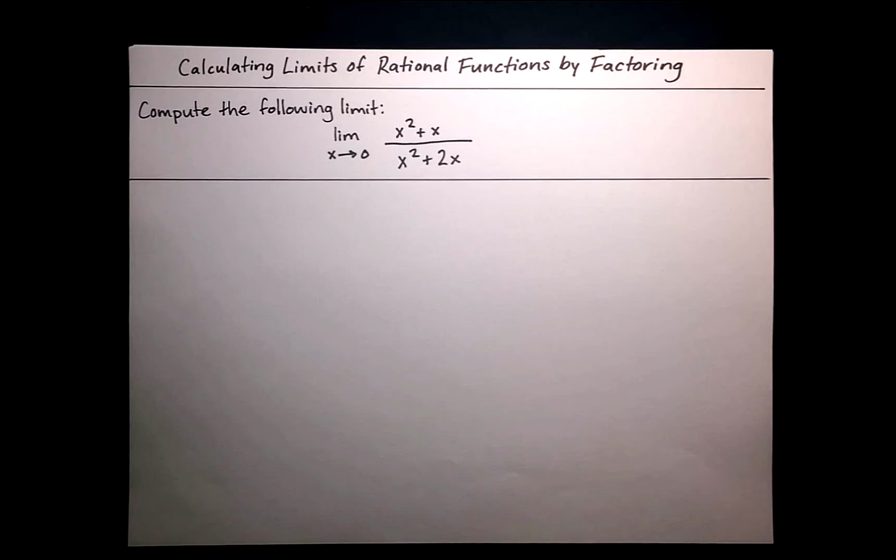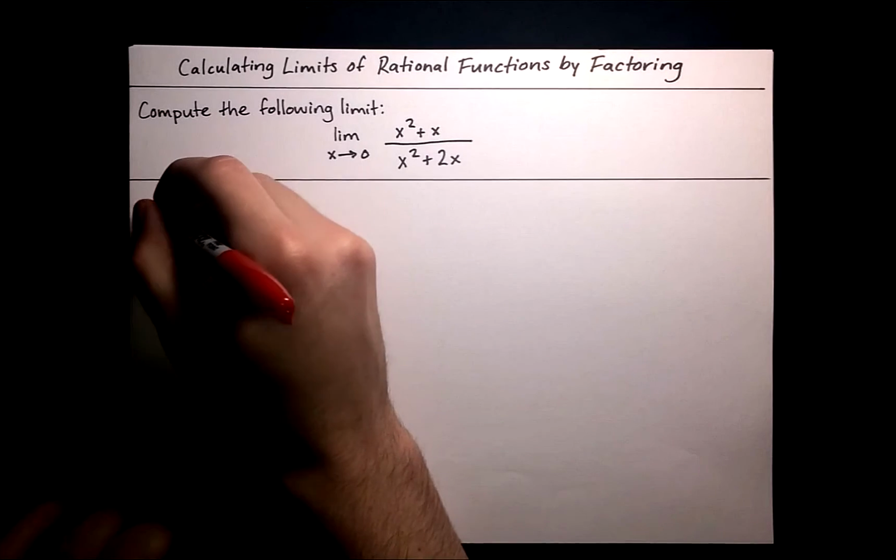In this video, I'm going to show you how to calculate limits of rational functions by factoring. So here we want to compute the following limit, the limit as x approaches 0 of the rational function (x squared plus x) over (x squared plus 2x). Of course, the easiest way to compute a limit is just to use direct substitution, so that should always be our first attempt when we're doing a limit.